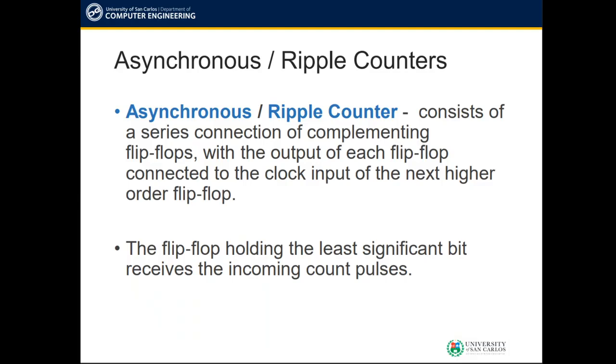So what are asynchronous or ripple counters? They consist of a series connection of complementing flip-flops, with the output of each flip-flop connected to the clock input of the next higher order flip-flop. What it means is that the clock inputs of your flip-flops are connected to the previous flip-flop outputs.